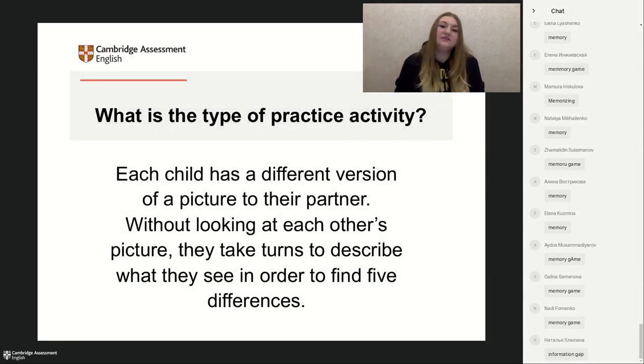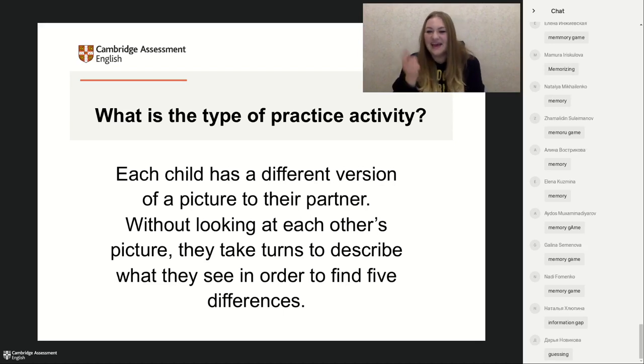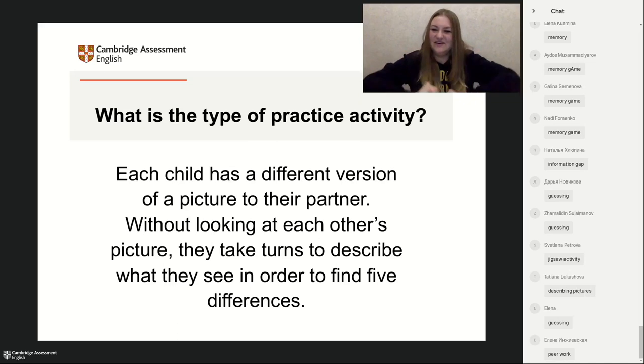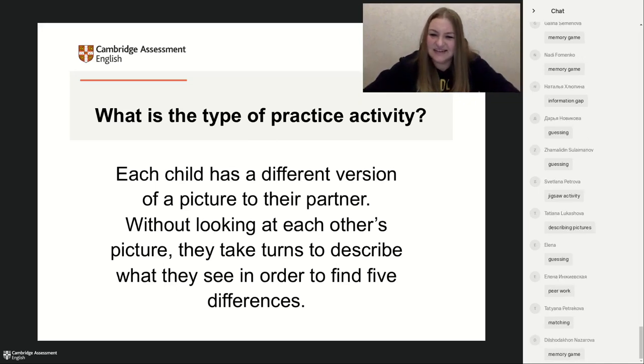Each child has a different version of a picture to their partner. Without looking at each other's picture, they take turns to describe what they see in order to find five differences. Yeah, I see Natalia is the first one. Okay, what is it? I think it's guessing. Yeah, that's peer work, right?